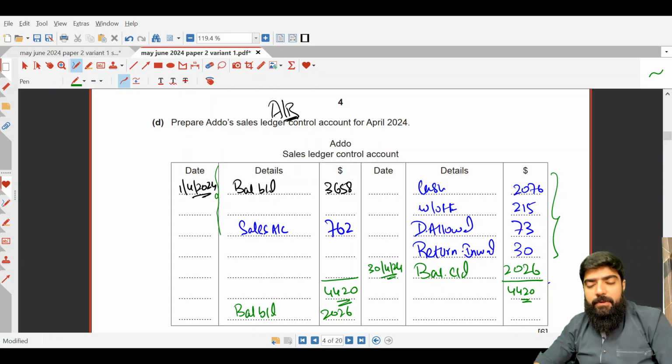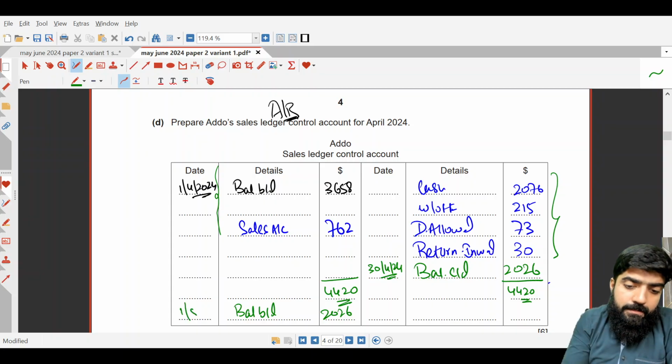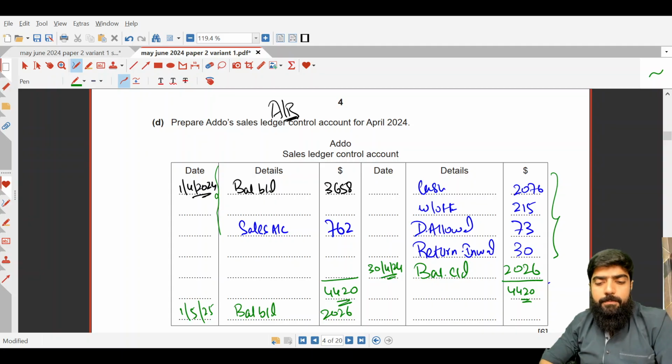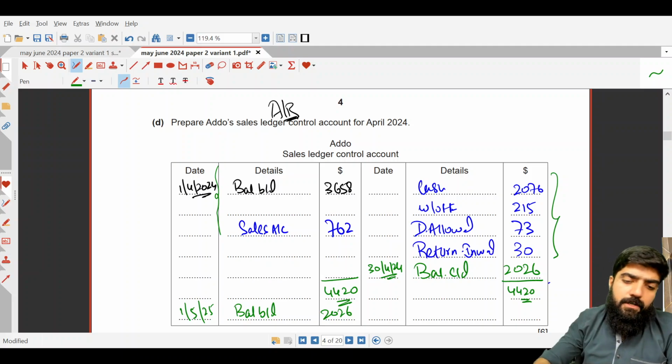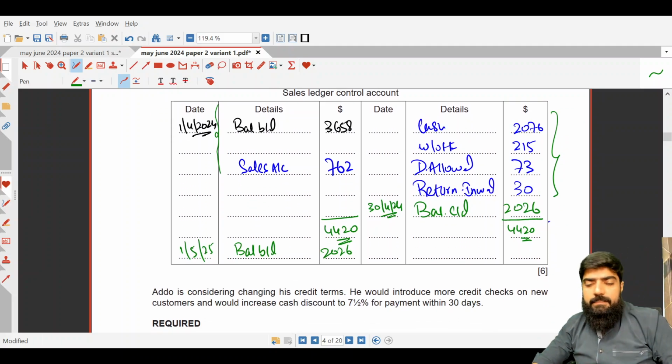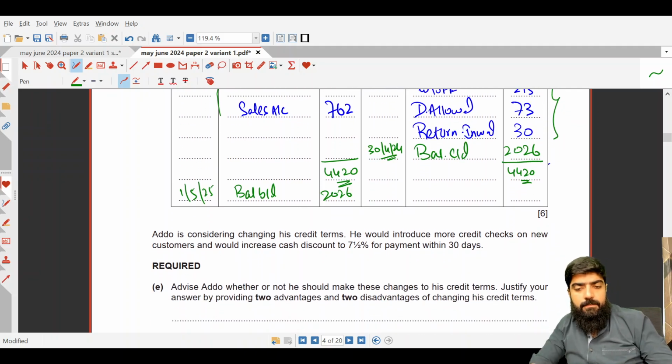So is it clear to you now? Yes, sir. So we'll put the balance b/d on the opposite side with the amount, and 1st May will be the starting date. Is it clear? Yes, sir.